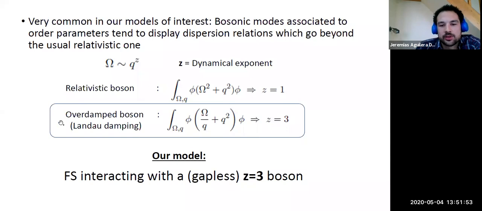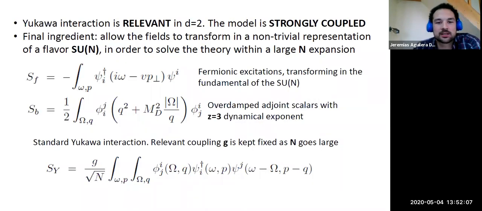But in our case, we'll consider overdamped bosons, which are usually called the z equal 3 bosons. So in this language, our model is a Fermi surface interacting with a gapless z equal 3 boson. That's the model. Just one additional remark about the model in 2 spatial dimensions: the Yukawa interaction is relevant as it has positive units of energy. So the model is naturally strongly coupled. That leads to our final ingredient, which is to promote the fields to transform in a non-trivial representation of a global flavor SU(N) and solve the theory in the large N expansion.